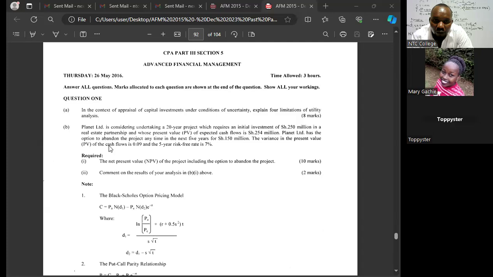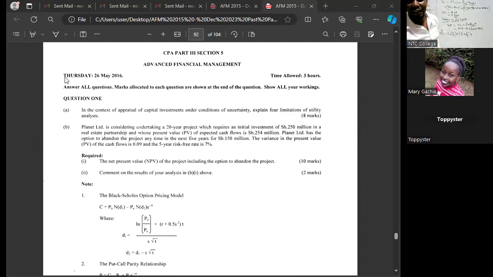Planet Limited has the option to abandon the project anytime in the next 5 years for 150. The option to abandon, which option is that? Option to abandon. Which option is that? Guys, tuongee. Nataka hata muongee ndio tuende haraka. Just unmute yourself and speak.